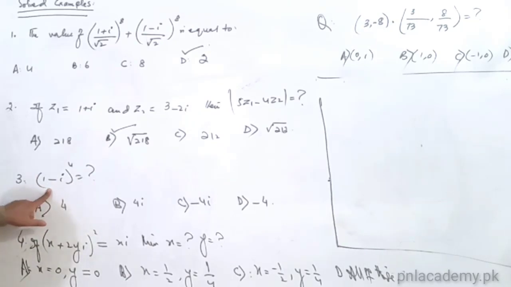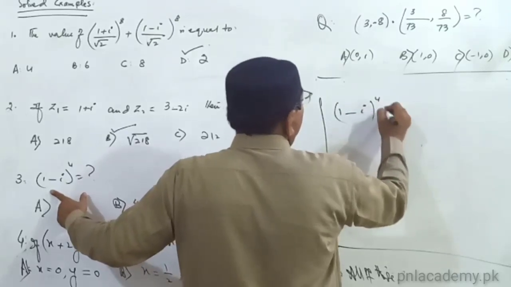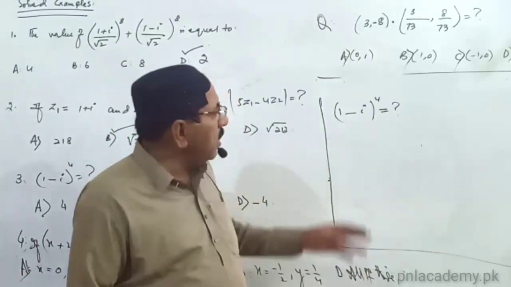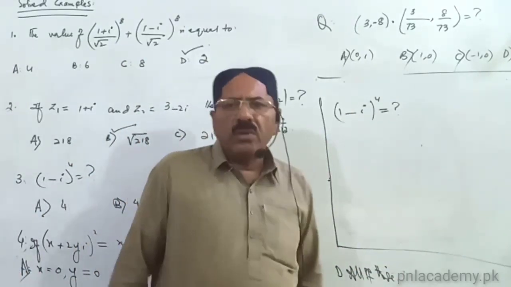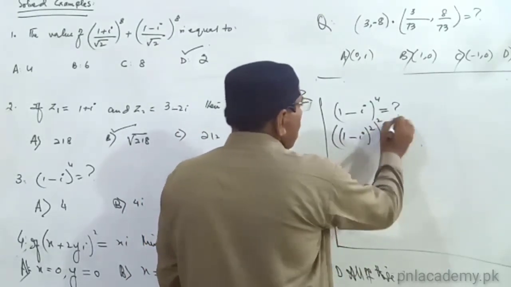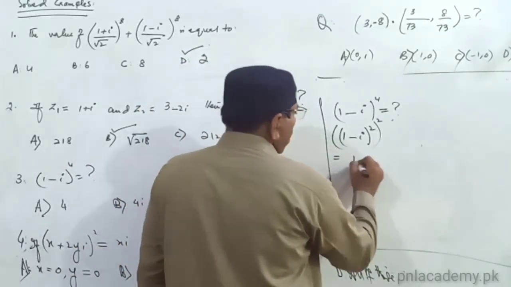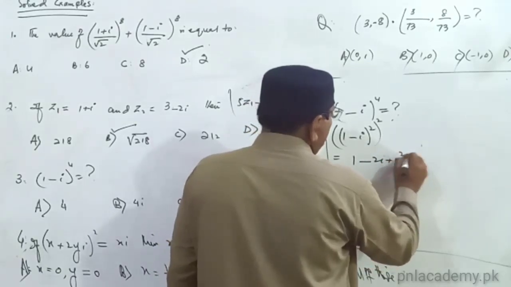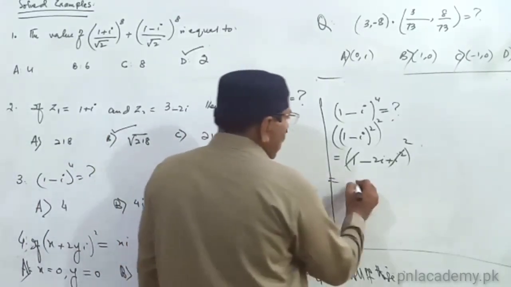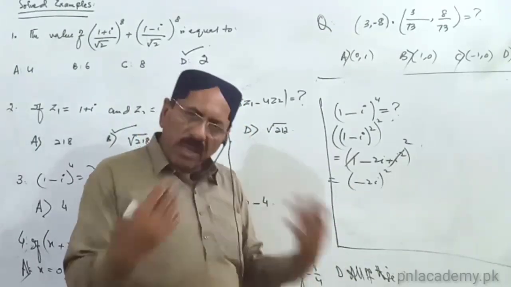Next, what should be the value of 1 minus iota power 4? According to the solution of complex numbers, 1 minus iota power 4 will be just like 1 minus iota whole square, then square. Using a square minus 2ab plus b square, this will be 1 minus 2 iota plus iota square whole square. So iota square and 1 cancel. This will be minus 2 iota whole square. Being an even power, minus 2 iota squared will be converted into the positive 4.